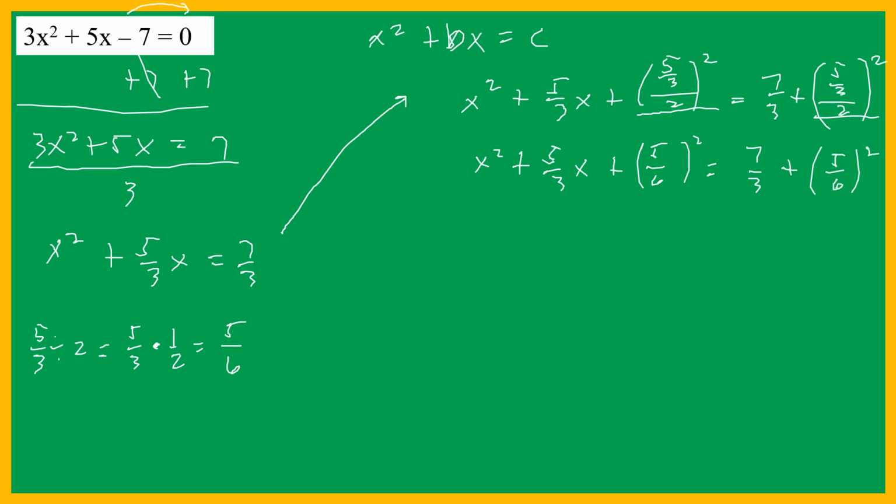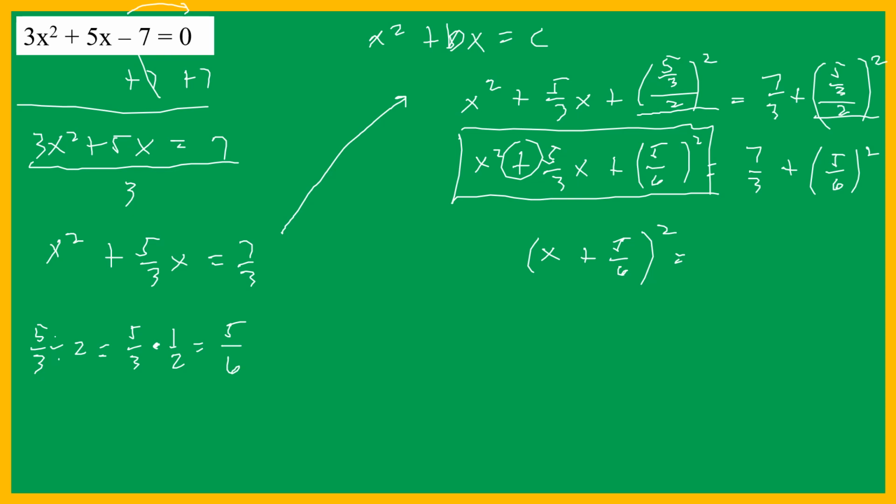And then this one is now a perfect square trinomial. Pwede na natin siyang i-factor, which is x plus, kasi plus ito, kaya plus 5 over 6 squared is equal to 7 over 3 plus 5 over 6 squared. Simplify muna natin yung 5 over 6 squared. So 5 over 6 squared is also equal to 5 squared over 6 squared, and that would be 25 over 36. Okay?